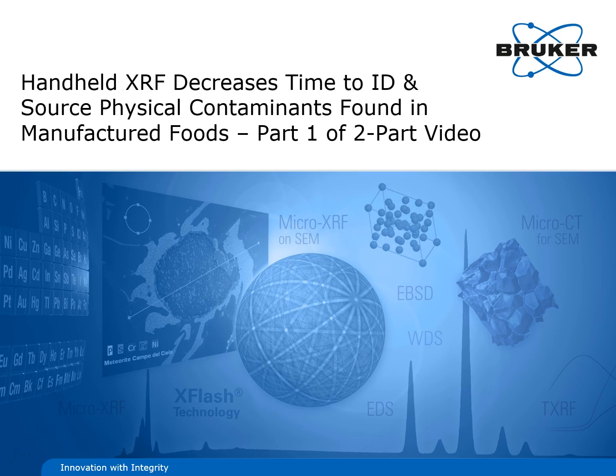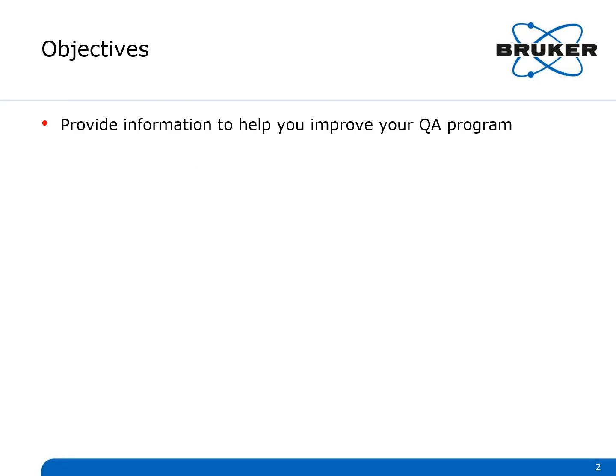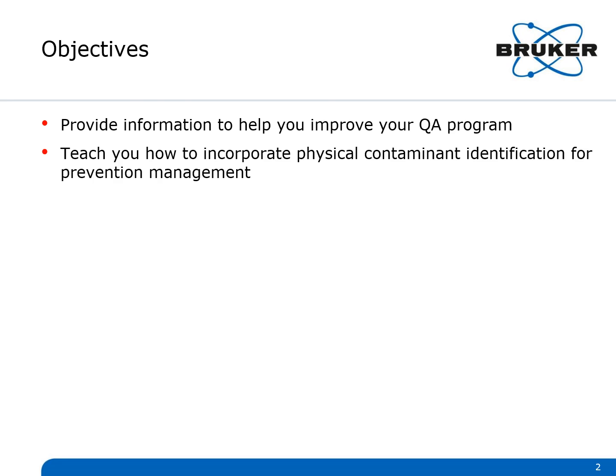We'd like to tell you how handheld XRF can decrease the time it takes to identify and source physical contaminants found in manufactured foods. This video is part one of a two-part series. Our objectives are to provide you with information to improve quality assurance. We want to teach you how to incorporate physical contaminant identification into your prevention management program.